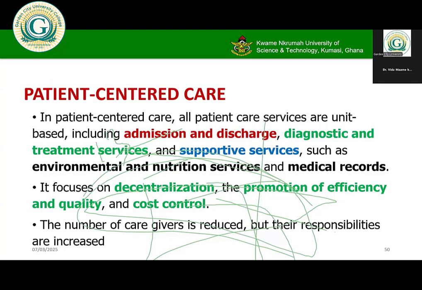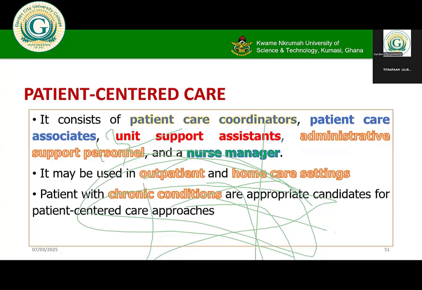So in patient-centered care, all patient care services are unit-based, as I've explained earlier. So this one, including admission and discharge, diagnostics and treatment services, they are all in one area. So it's focused on decentralization, the problem of efficiency and quality and cost control. So that is patient-centered care. And this one consists of what? Patient care coordinators, patient care associates, unit support assistants, administrative support personnel, and a nurse manager. As I said, it can be used in our specialty always.